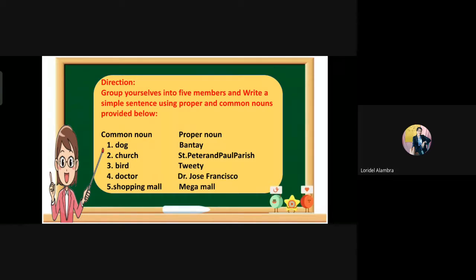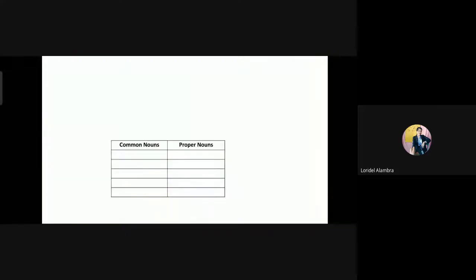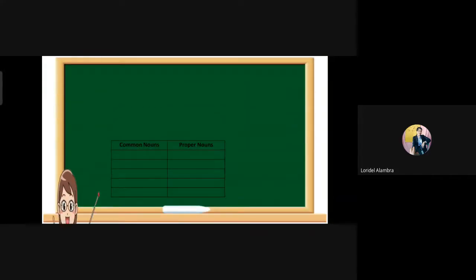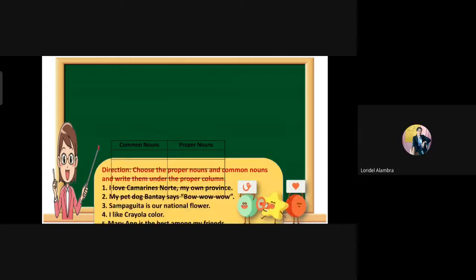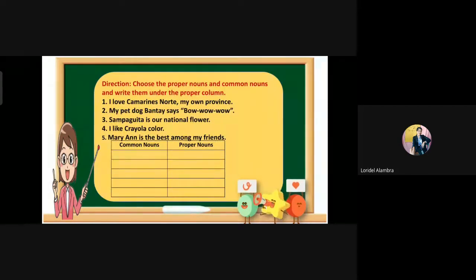Did you understand, class? So, next is an individual activity. I will give you 5 minutes to do this and later we will answer it, okay? Choose the proper nouns and common nouns and write them under the proper column. Okay, class? So, 5 minutes later, we will answer this activity. Check your answer if it is correct, okay?